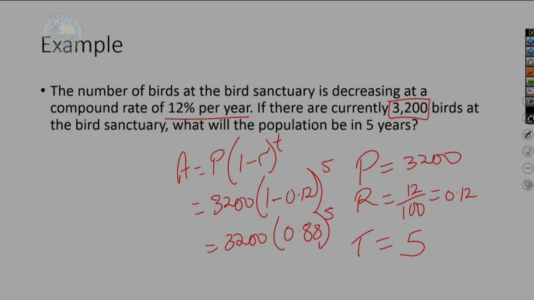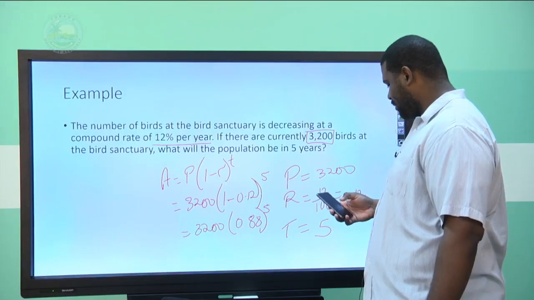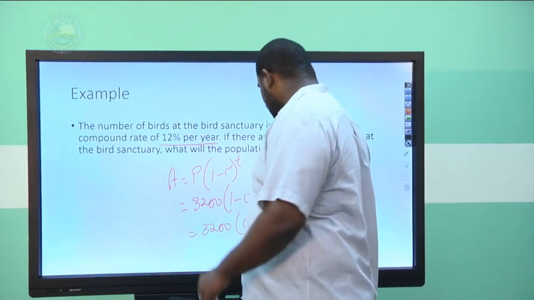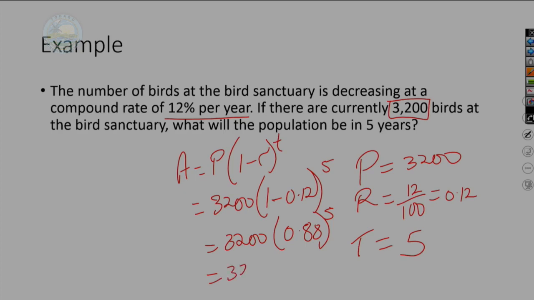But I mean, if you know it, you can go ahead and work it out. But for us regular people like myself, we do 0.88 to the power of 5. So that's 0.527. Then we will do 3,200 times 0.527. And when we multiply that together, we should get about 1,688, well, 89 birds, because you can't have a piece of a bird, right?